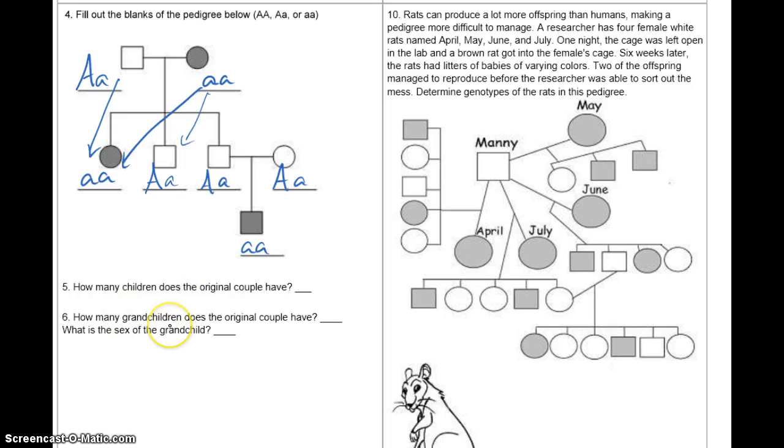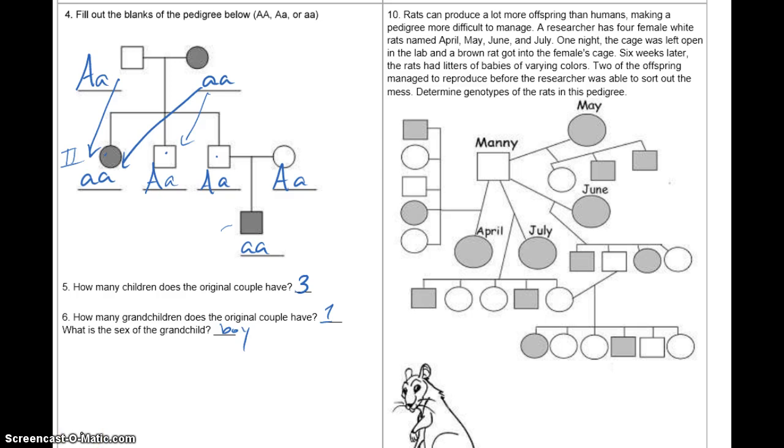How many children does the original couple have? Well, in this case, there's one circle and 2 squares. So that is 3 children. And how many grandchildren does the original couple have? Well, the next question sort of answers that for us. If we see only one of this second generation is married and has any offspring, so we only have to look at the one place where there might be grandchildren. And in this case, there's only one grandchild, so that's 1. And what sex? Well, it's a square, so it's a boy. It's male. And that completes that question.